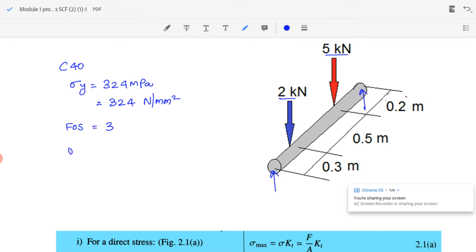So maximum stress, also called the design stress. Maximum stress equal to strength by factor of safety equal to 324 by 3 will be equal to 108 Newton per millimeter square.